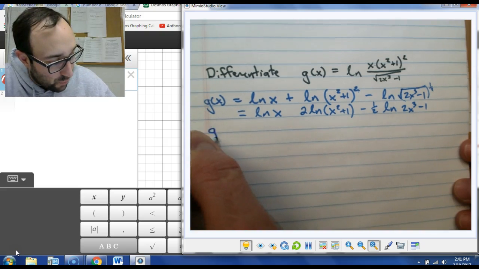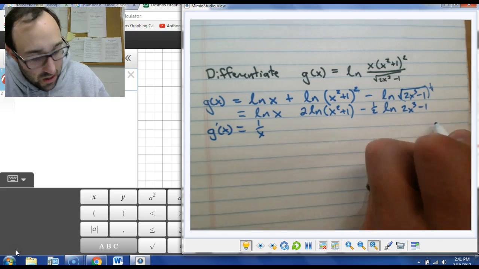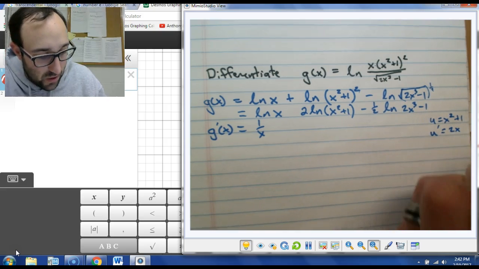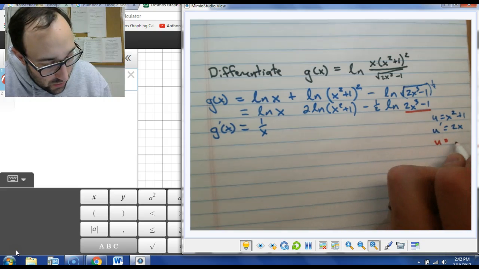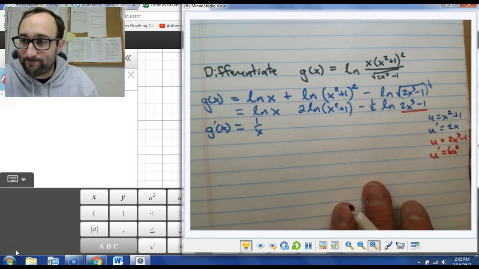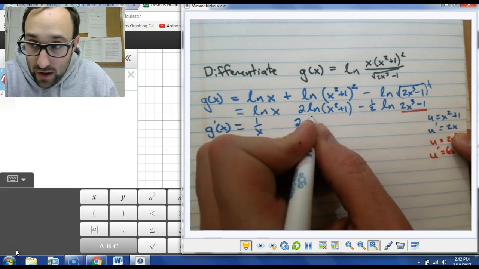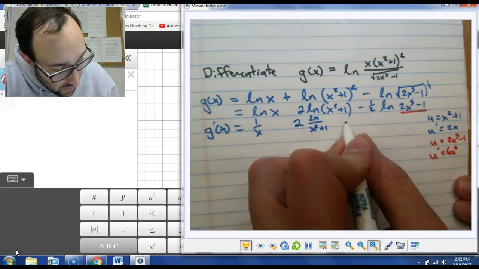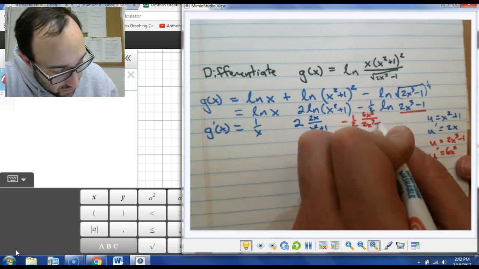Alright, so if you want to say what g prime of x equals, well, I know this is going to be 1 over x. That's easy. For this one, let's just say that u equals x squared plus 1, and u prime is going to equal 2x. Okay, good. And then let's say for this one, u is going to equal 2x cubed minus 1, and u prime is going to equal 6x squared. Right? Okay. So now what we have to do is just rewrite that. The 2 still goes here, and it's just u prime over u. So it's going to be 2x over x squared plus 1. And then this one is going to be minus 1/2, and it's u prime over u. So it's 6x squared over 2x cubed minus 1.